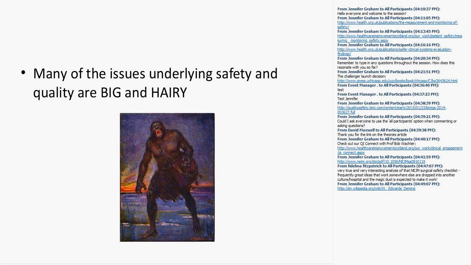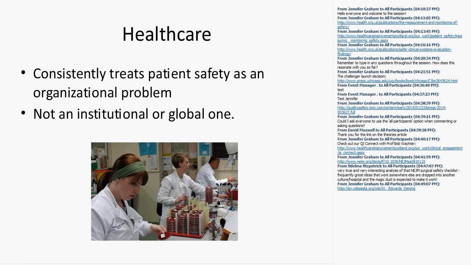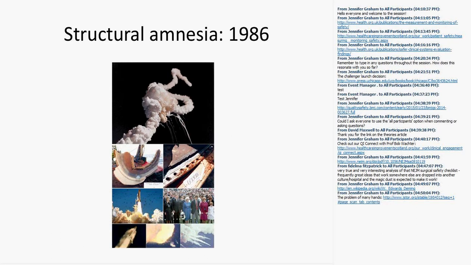The many issues that underlie safety and quality are big and hairy. They can't be sorted out by small clinical teams because they're just too big. But we have continued to treat patient safety as an organizational problem, something that should be sorted out organization by organization, not as an institutional or global one. And when this has happened in other areas, you get known problems like structural amnesia.